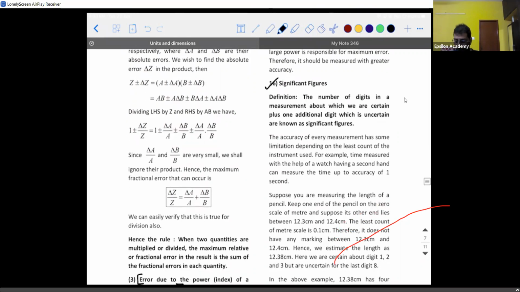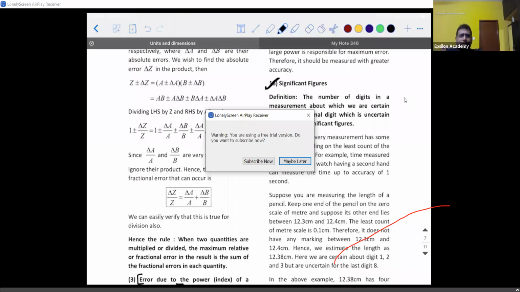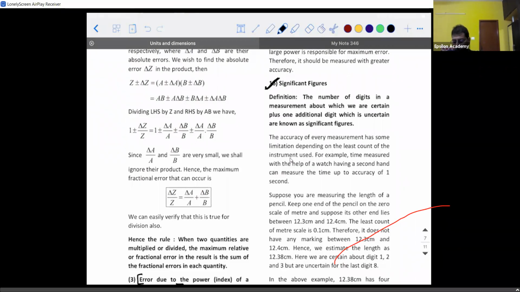Now listen. The next topic is significant figures. Okay. So what do you mean by significant figures? Can you tell me? It's significant. The basic English meaning says it's important. Okay, I understand from where you're coming. See, significant figures have something to do with measurement. Whenever you take a measurement, you're going to report a number. That number will have a certain set of digits which are certain, and certain digits which are uncertain.